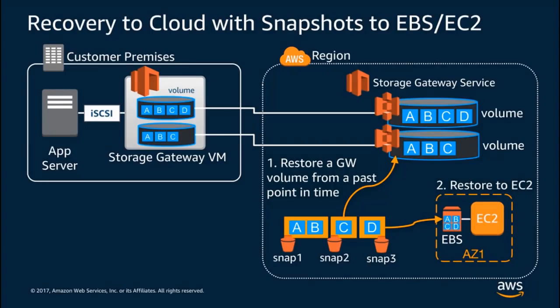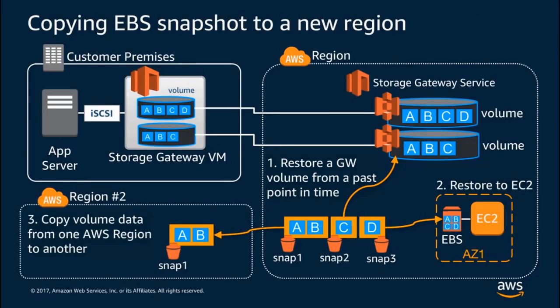If I wanted to do that in cloud, I could equally take snap 3 and create an EBS volume from that snapshot and attach that volume directly to an EC2 instance. So I can do in-cloud recovery. We have a number of customers that use this as a way of doing very quick recoveries of data using EC2 as their restore location.